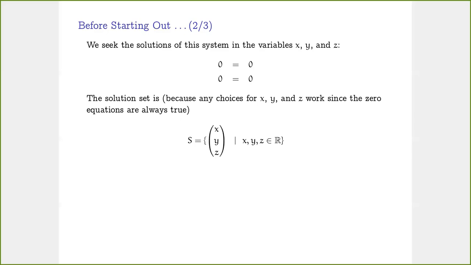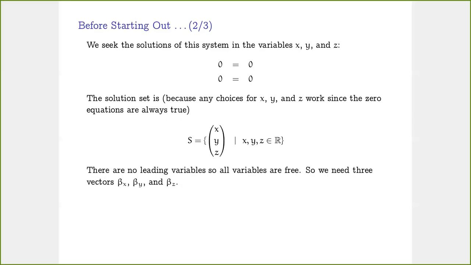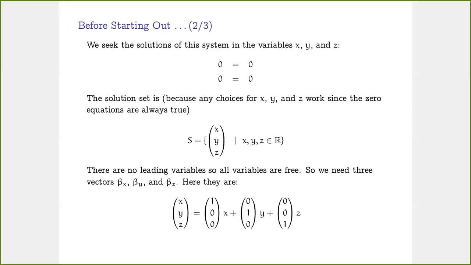Now, how does this match up with the lemma? The lemma says, well, first of all, all three of these variables are free. There are no leading variables because none of the equations have non-zero leading coefficients. So we need three vectors, beta x, beta y, and beta z. And here they are. We can expand (x, y, z) as (1, 0, 0) times x plus (0, 1, 0) times y plus (0, 0, 1) times z.